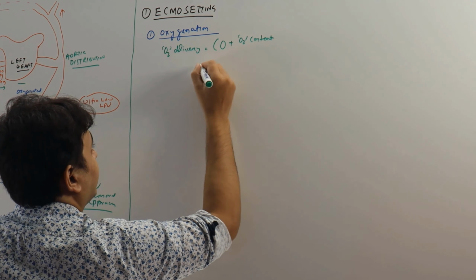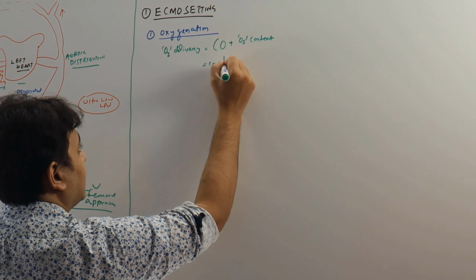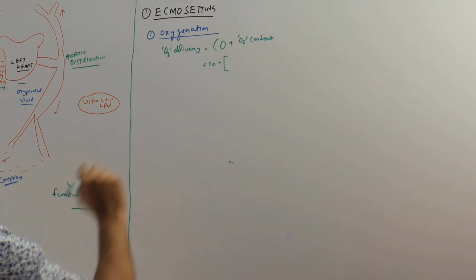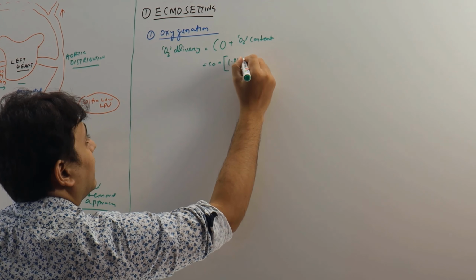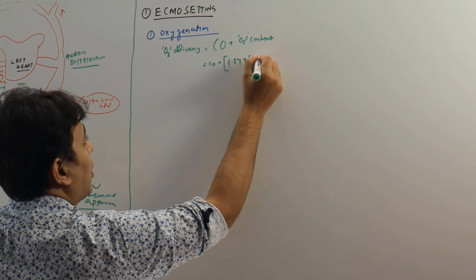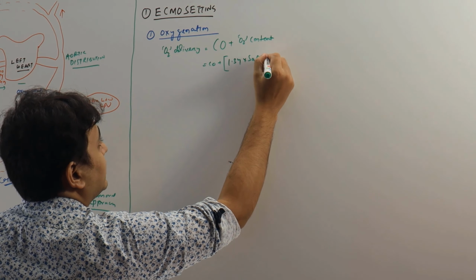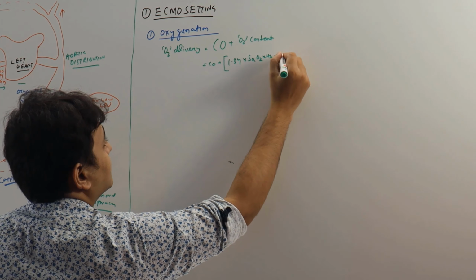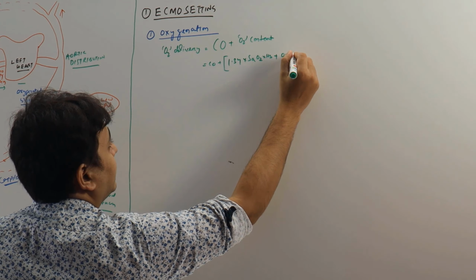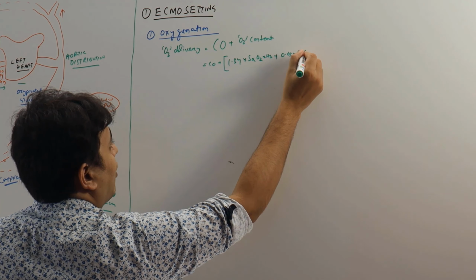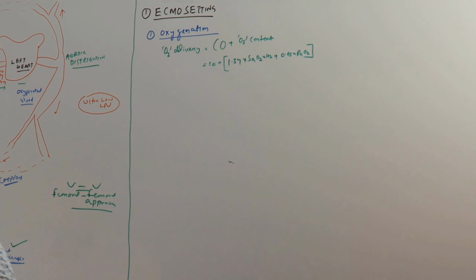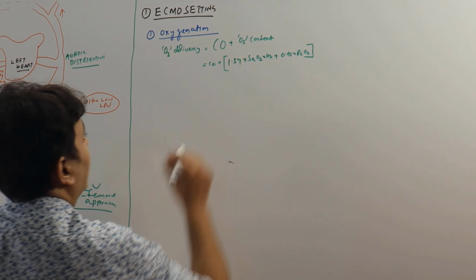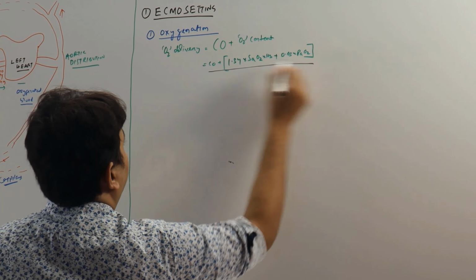So that means cardiac output and what is the oxygen content of the blood? That is equal to 1.34 into saturation of arterial oxygen into hemoglobin plus 0.03 into partial pressure of oxygen. Correct. So this is our formula for oxygen delivery.